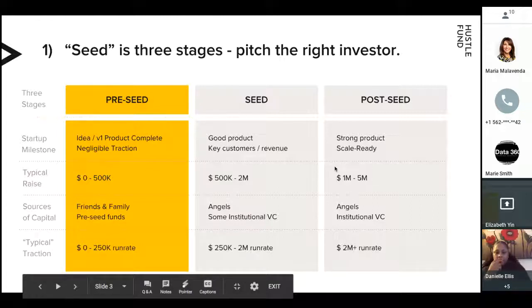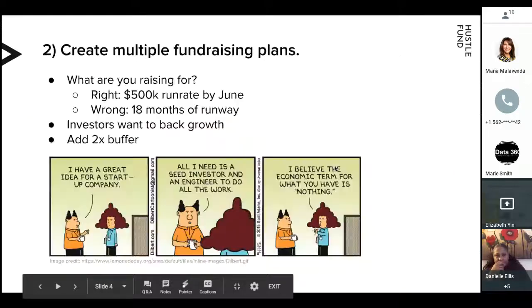And then seed is sort of in between, as you can see. So that's the first thing to understand. If you were running a startup a few years ago and you thought, oh, I should pitch a Series A fund at these traction points, that is no longer the case, I suppose, is the takeaway.